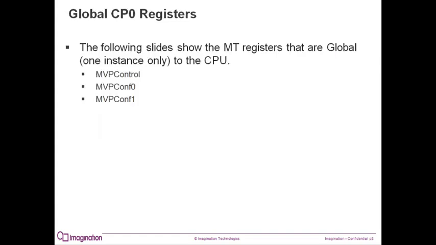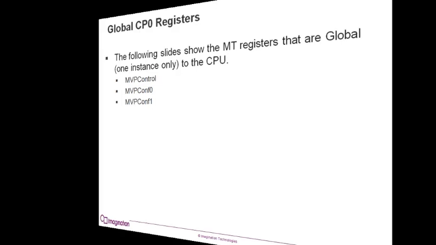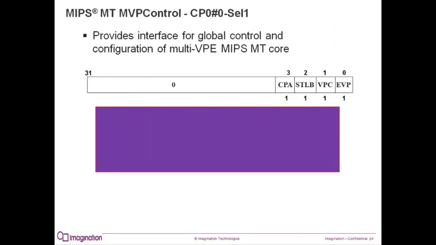This first group covers the registers that are common to the whole physical processor. There is only one instance of these registers. All can be accessed by any thread in the proper mode. The multi-VPE control register provides an interface for global control and configuration of a multi-VPE. The CPA, or cache partition active bit, enables the setting of the cache allocation bits in the VPE opt register, which we will discuss later.